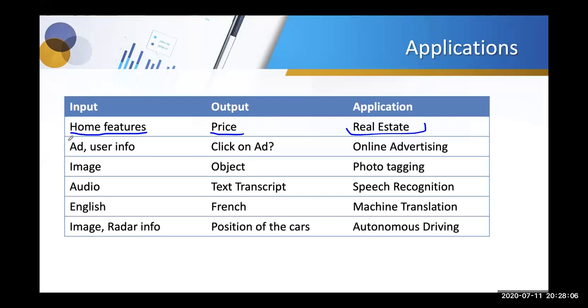That's the first example. In advertisement, digital marketing, we have the input as the ad and the user info, the age, for example, the gender, area, and so on. And the output that we want to predict is, given this input, whether that person will click on the ad or not. So if the probability of that person clicking on the ad is high, then we probably want to promote that ad to that user. This is used a lot in online advertising. In Google, for instance, it's one of the major sources of their income.